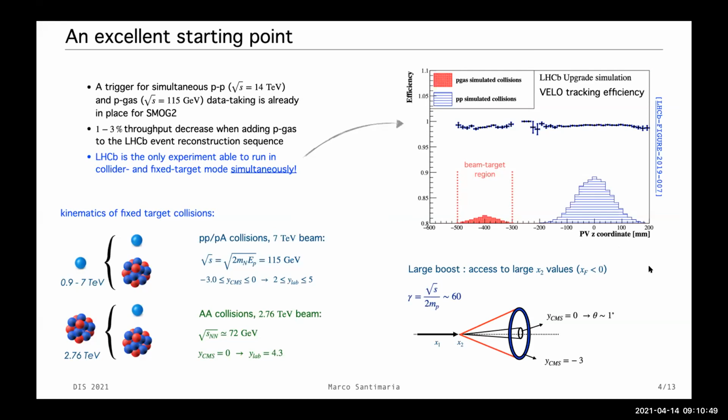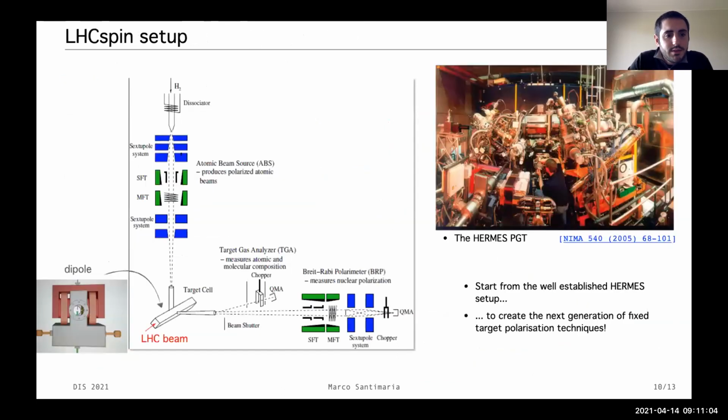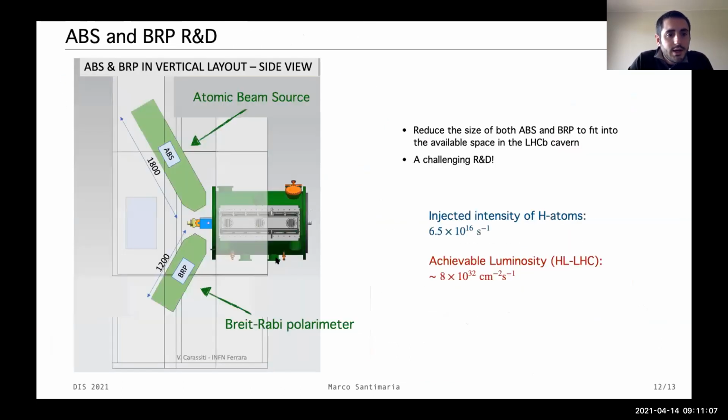Thank you very much. I have a short question for you. What is the critical path to realize LHCspin? Yeah, good point. I would say that the hardest part is to build a compact ABS and BRP. I'm not an expert in these two techniques, but I think that reducing the size of these two items will be challenging. So briefly, the hardest challenge would be to make this setup compact.